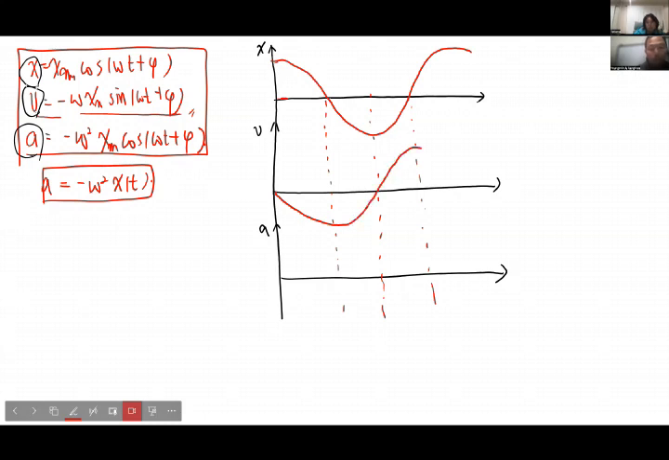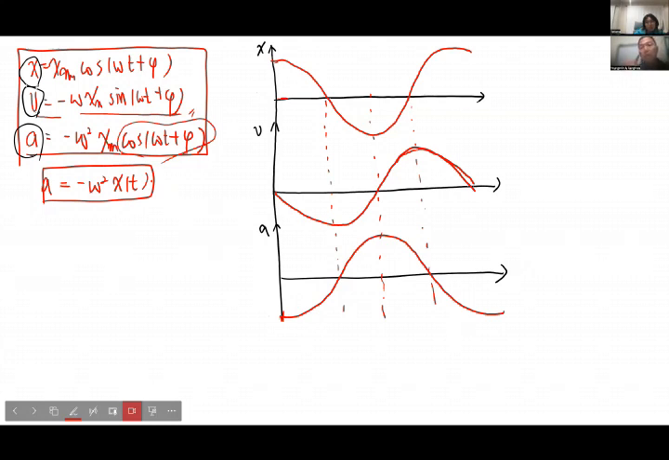I've got to draw it very carefully. This is the velocity, and the acceleration, just like displacement, is based on the cosine function, but it comes with a minus sign. So it should have this kind of shape, the same as the displacement plot, but with a minus sign. So when displacement is maximum positive, the acceleration is maximum negative. When x is at its maximum value at t equals 0, then it has maximum force.